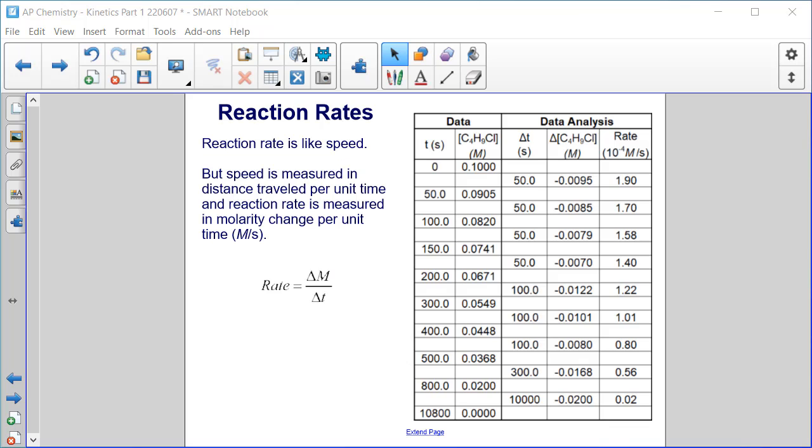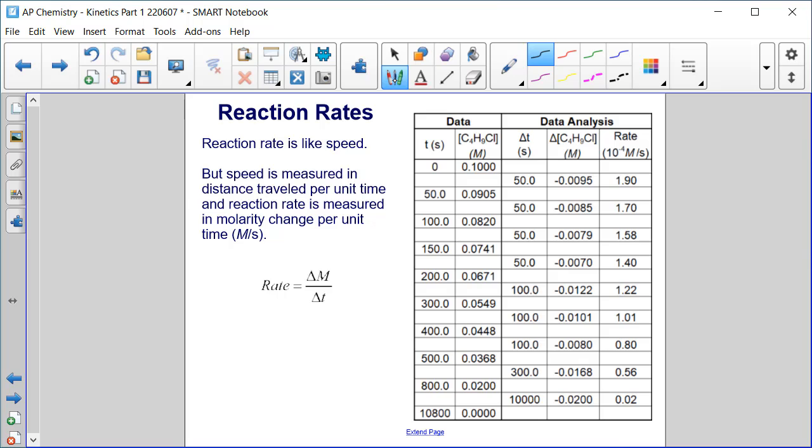Reaction rate is like speed, where speed is measured in distance traveled per unit time. Reaction rate is measured in molarity change per unit time. So we can see our rate as the change in molarity, capital M, over the change in time measured in seconds. This equation here is what's used to calculate this column in our data analysis.